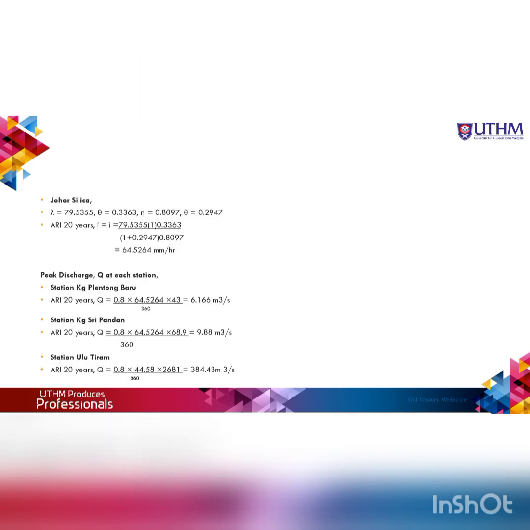The ARI 20 years for Johor Silica, we will get 64.5264 mm per hour. Then we will calculate the peak discharge for each station. For the station at Kampung Pelentong Baru, we will get 6.166 meter cube per second. For the station at Kampung Seri Pandan, we will get 9.88 meter cube per second. Then for the station at Ulu Tiram, the ARI 20 years, we will get 384.43 meter cube per second.